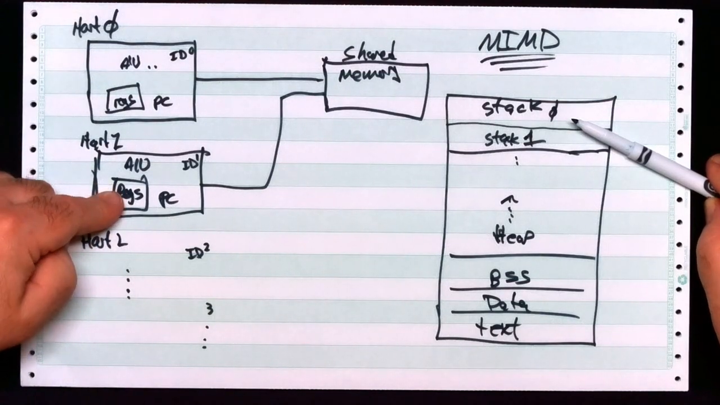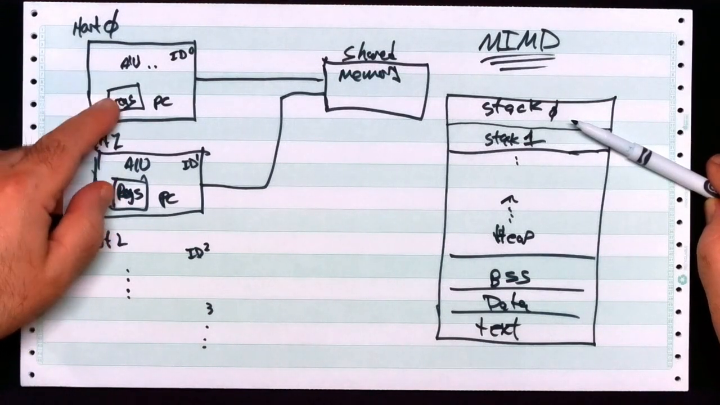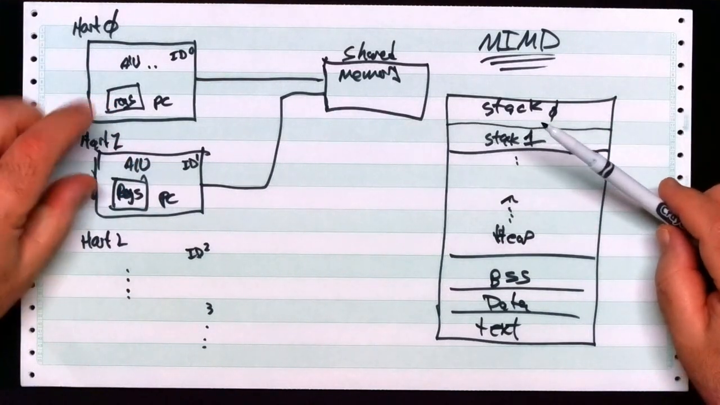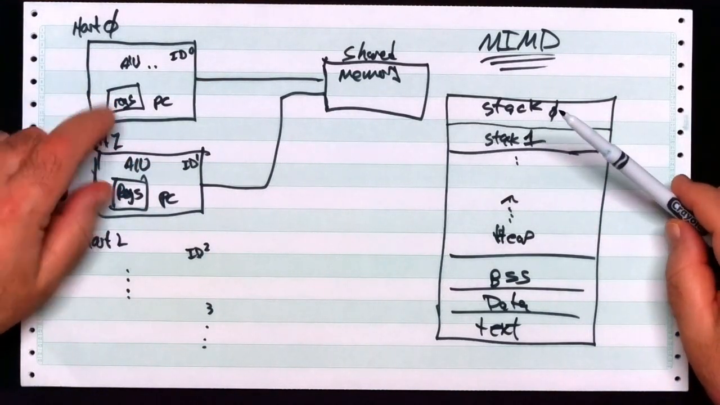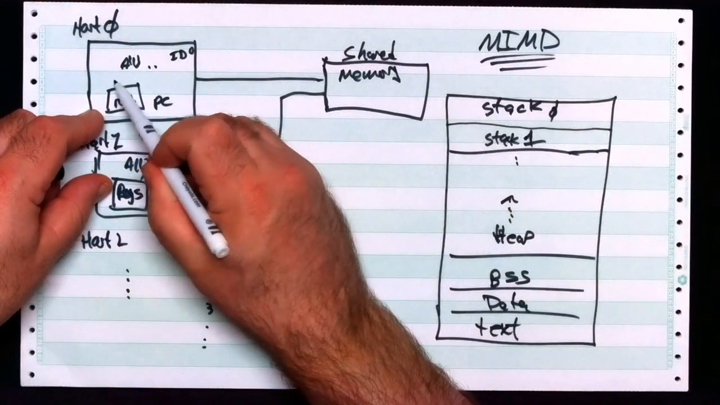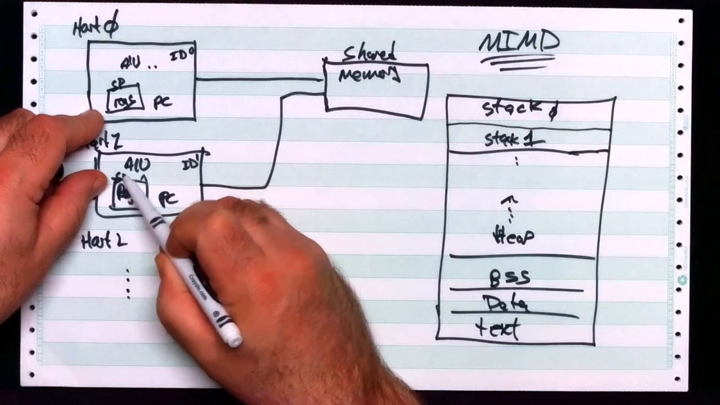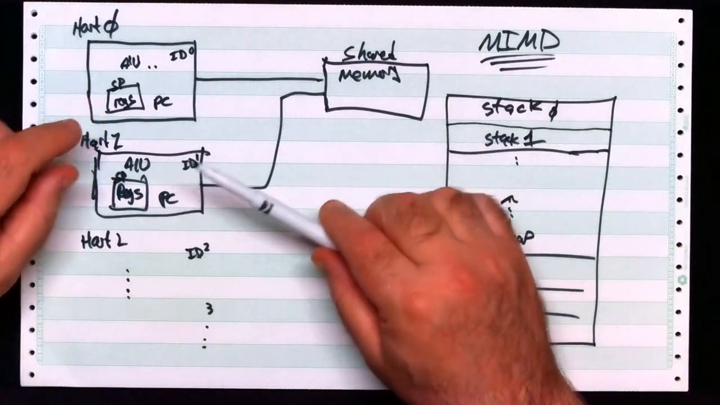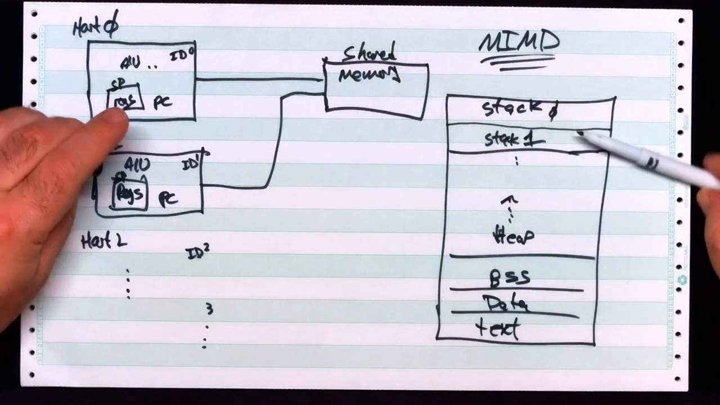This one here might decide to return from a subroutine at a different time. That one will too, and they don't really know about each other per se. So the bottom line is they both have separate stack pointer registers. Remember, X2 is the stack pointer here. They need to be running independently of each other and not clobbering everything.